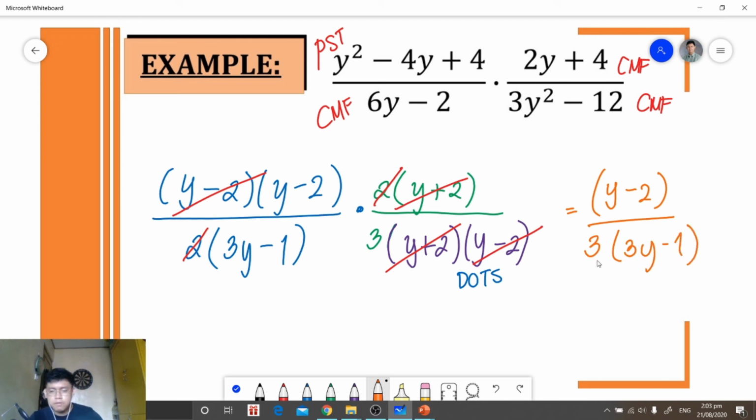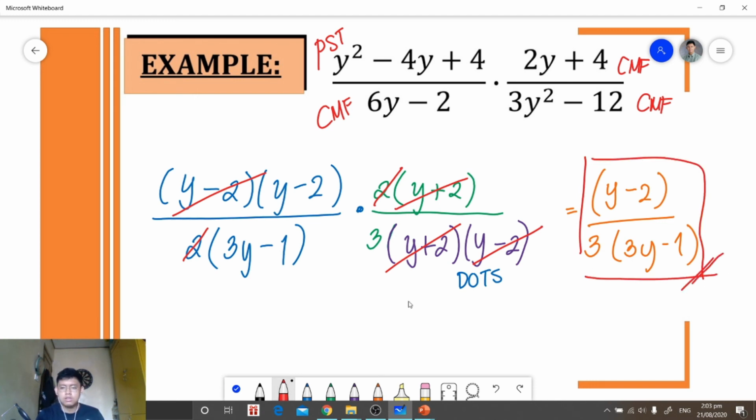We can simplify if possible. If we cannot simplify, then it is our final answer. And this will be our final answer. If you want, you can expand your final answer. You can write it in this form: y minus 2 all over 9y minus 3. Either way, they are just the same.